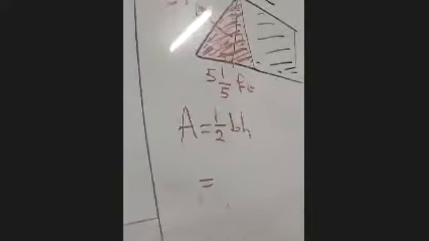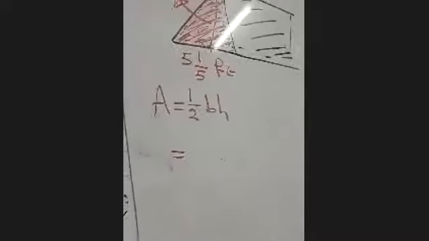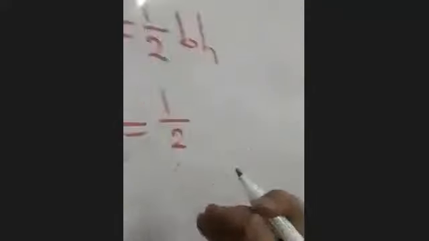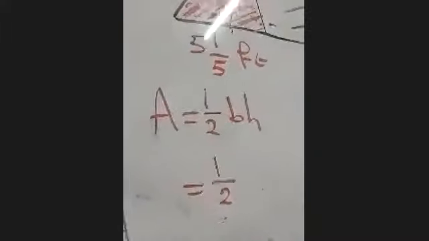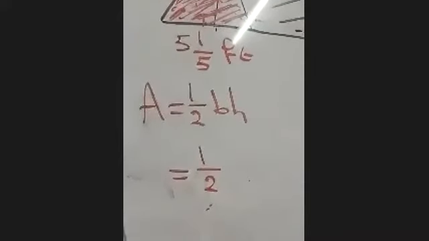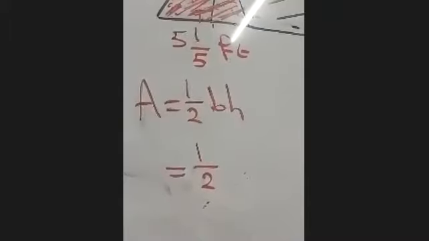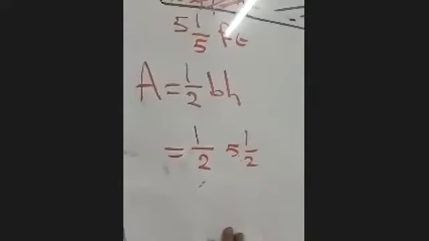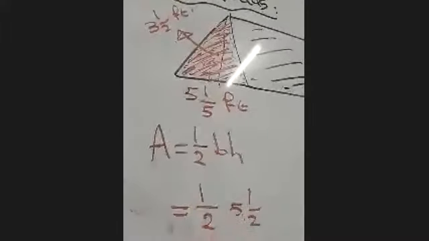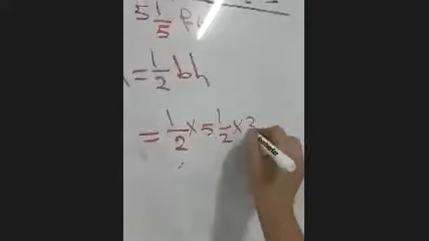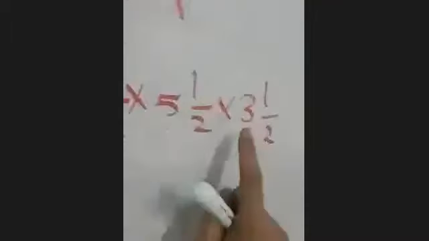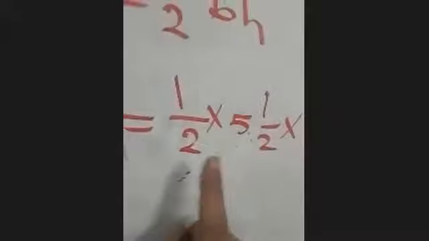We will write half. Yes, Mister. Son, write half, don't say and. Write 5, don't say and. One moment. Half comes down, then we will write the base, and the base is 5 and 1 over 5. Then we will write multiply 3 and 1 over 2. Don't say and, son. Say multiply. Half, multiply this, multiply this. Got it?